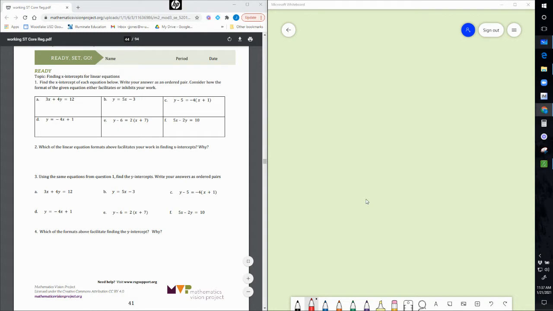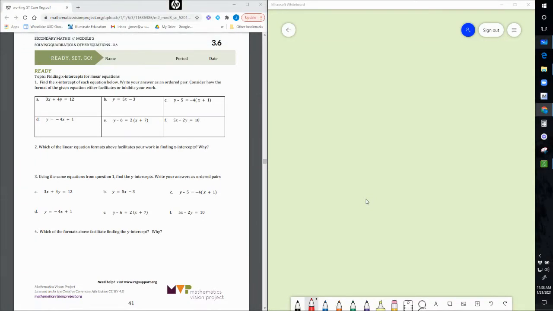Number 1 says find the x-intercept of each equation below. Write your answer as an ordered pair. Consider how the format of the given equation either facilitates or inhibits your work. So either helps or hurts your work, makes it easier or harder to do the problems. So really there's two things to do. Find the x-intercept, and make sure you write your answer as an ordered pair.